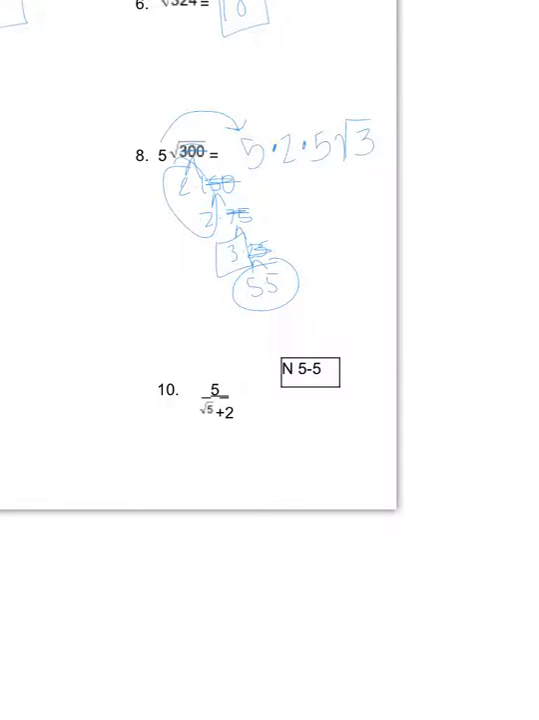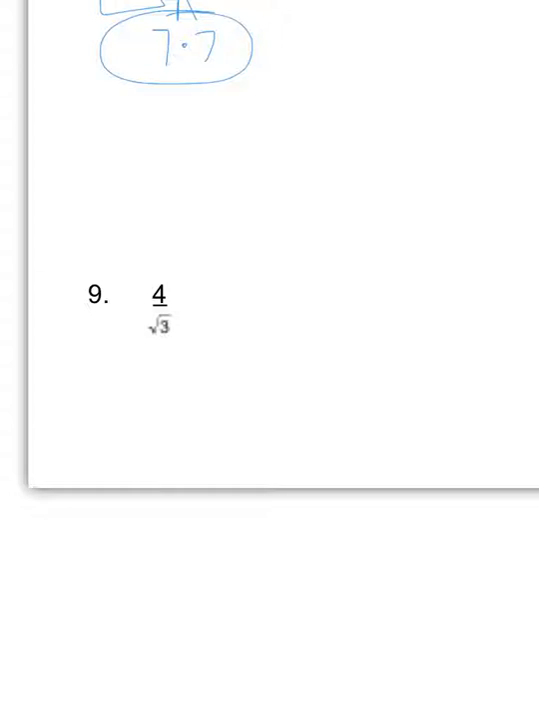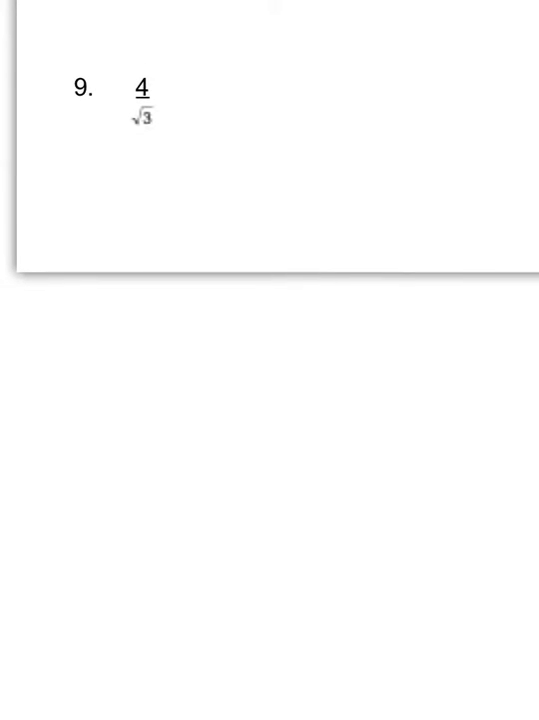Now go ahead and multiply those numbers on the outside together. So that would be 5 times 2, which is 10. Times 5, you get 50 square root of 3. And again, 5 square root of 300 should equal 50 square root of 3 when you type that into the calculator. It should be the same decimal. Okay, so let's look at number 9.